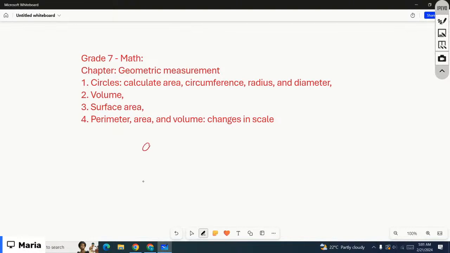You can find all the lessons on aplusstudents.com. You have to log in there using your email address, and the password is provided by the administrator. Then you have to select math from the subject tab. Scroll down to grade 7 and then click on view all lessons. There you can find a list of the chapters. We're going to start with the chapter geometric measurement.